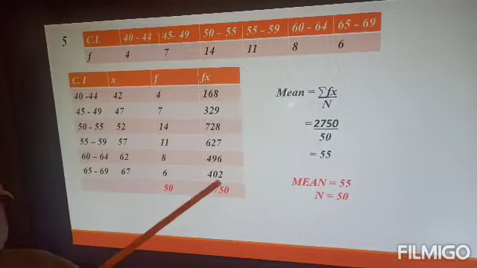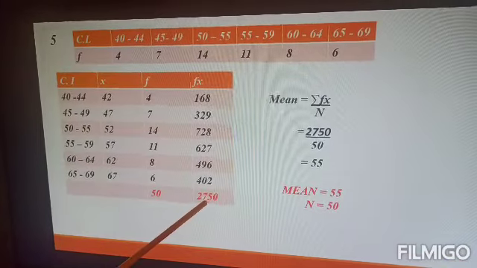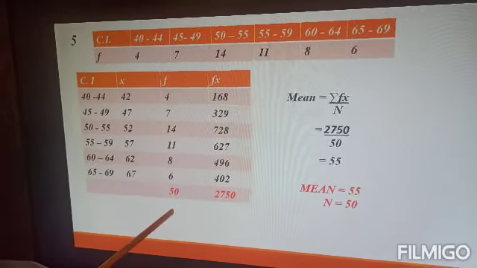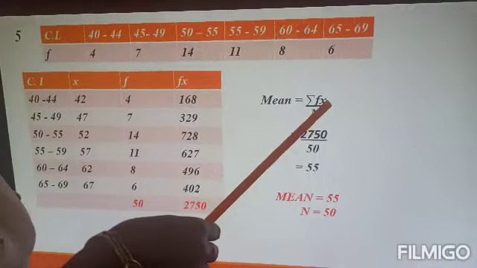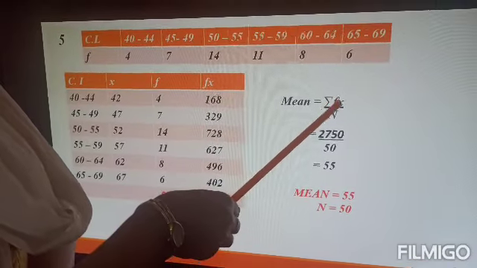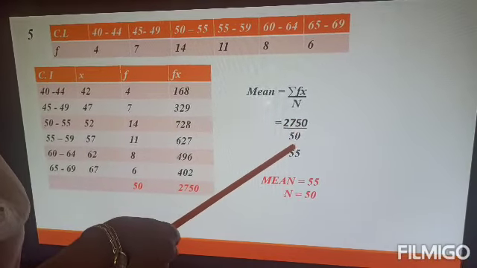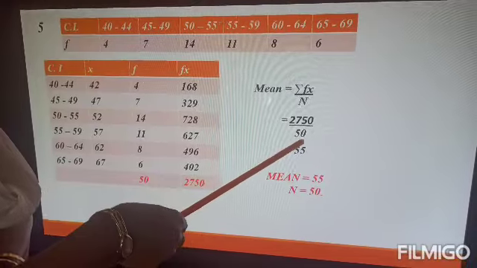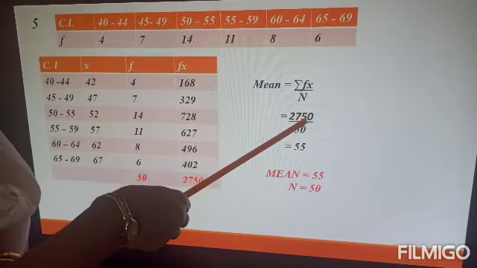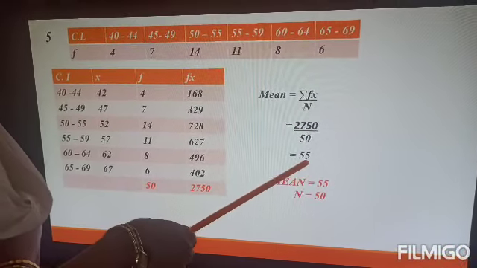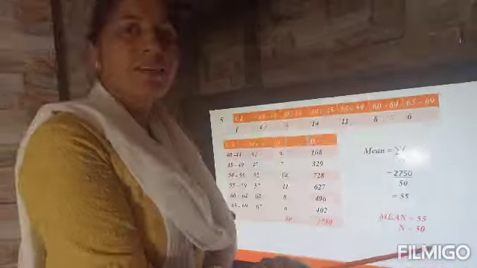We have to add this column. We'll get the total sum of the fx column is 2750. Then add the frequencies column. We'll get 50. Now find the mean. Formula is sigma fx by n. Replace the values. 2750 divided by 50. 0 0 get cancelled. Then divide by 5. 5 5s are 25. 2 remains here. Then again 25. Again 5 5s are 25. We'll get 55 as the mean for the given distribution table.